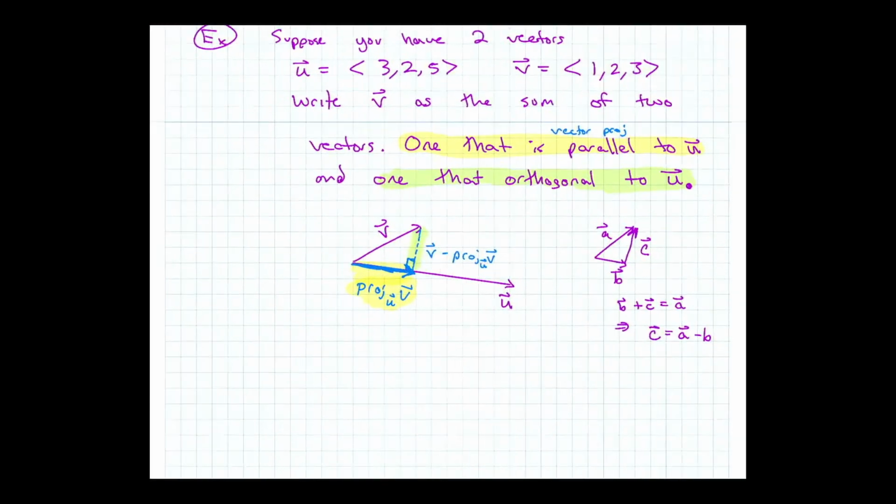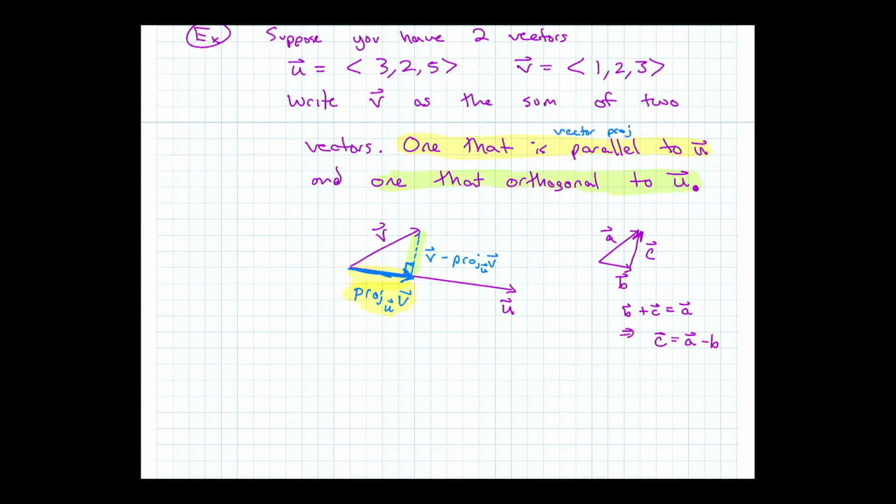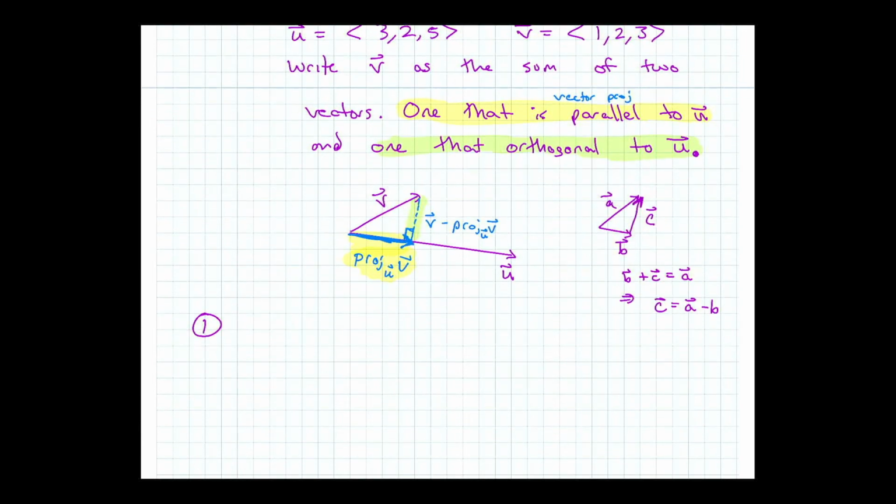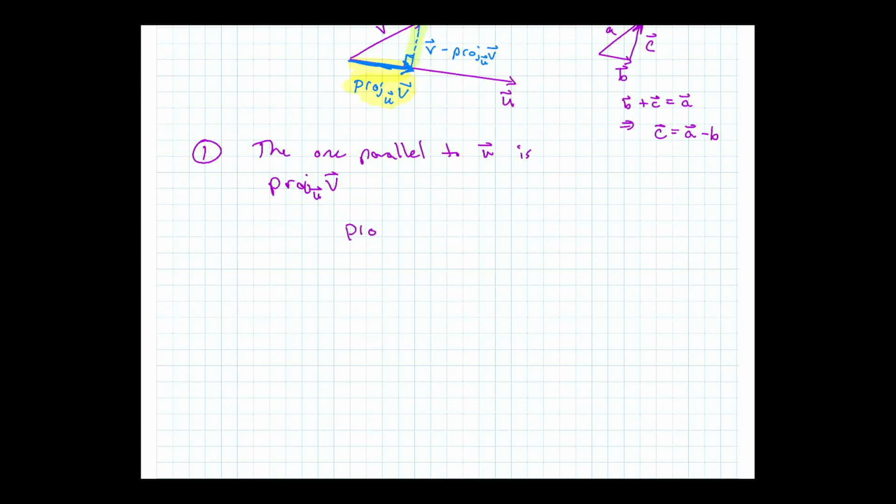Now, if you don't know that, then this just seems like a really weird problem. I mean, it maybe still seems like a really weird problem. Okay, so your first step is going to be to calculate the one that's parallel, right? The one parallel to u is the vector projection. The one parallel to u is the projection onto u of v. So you calculate that, projection onto u of v.